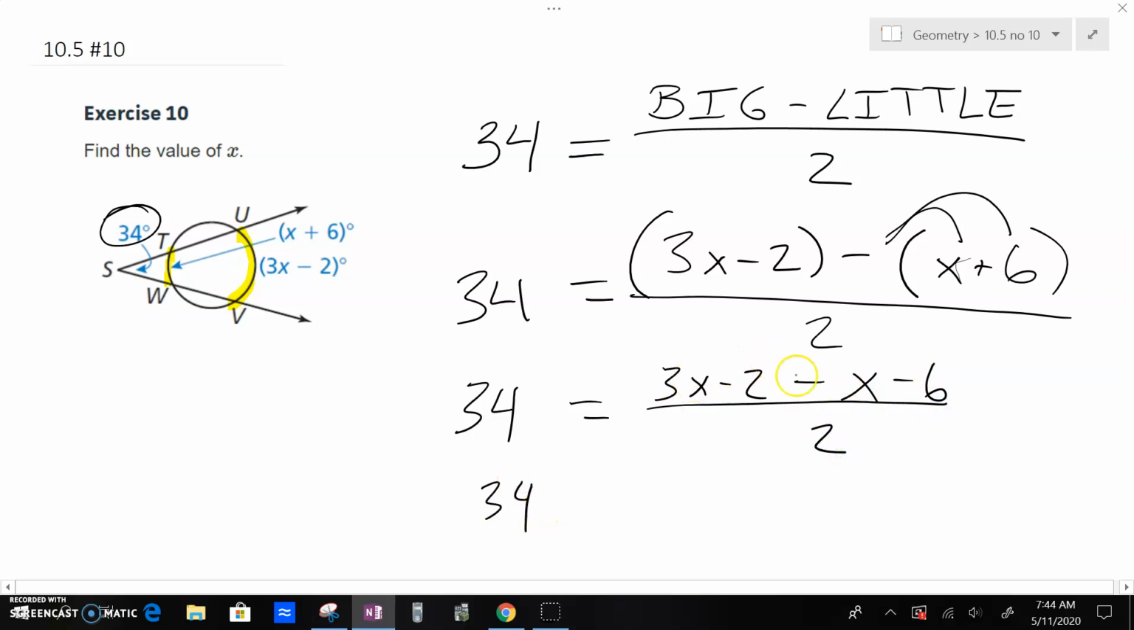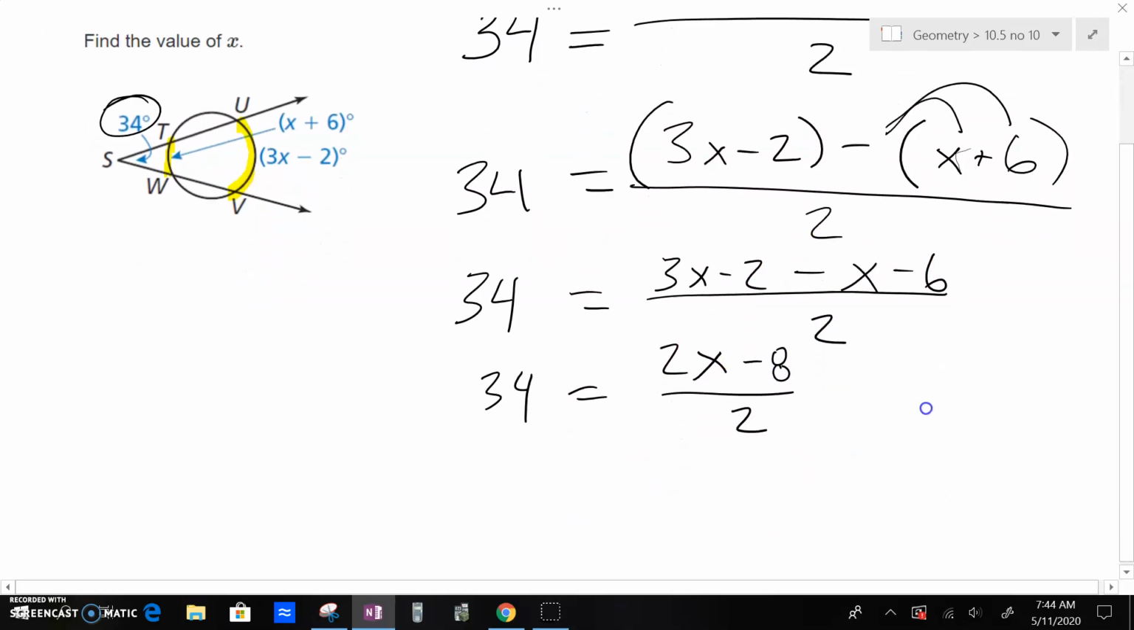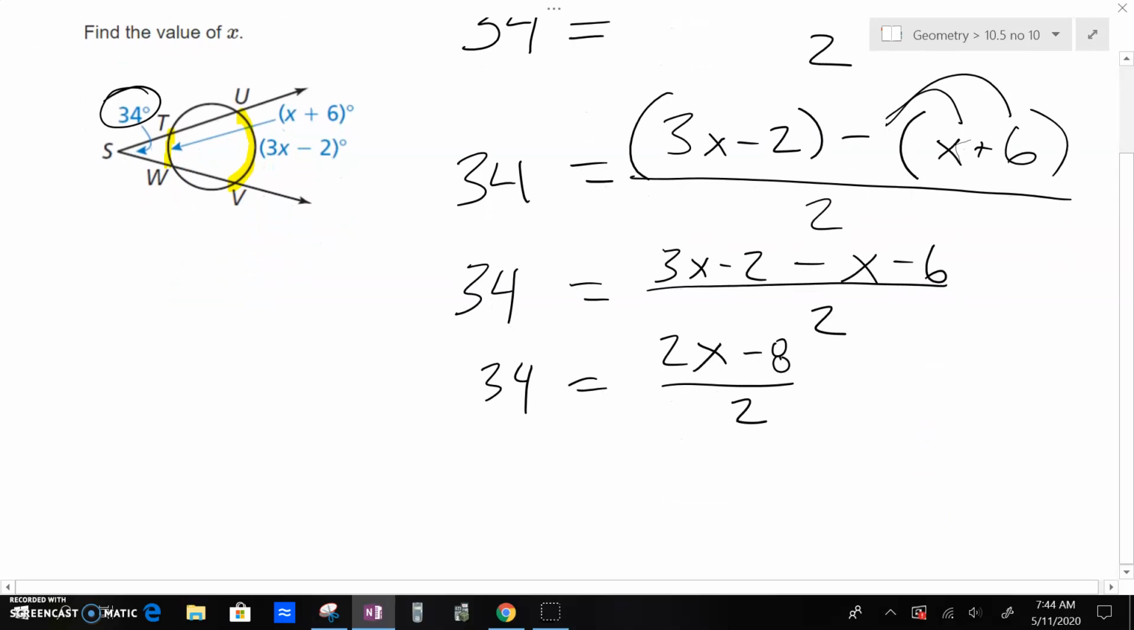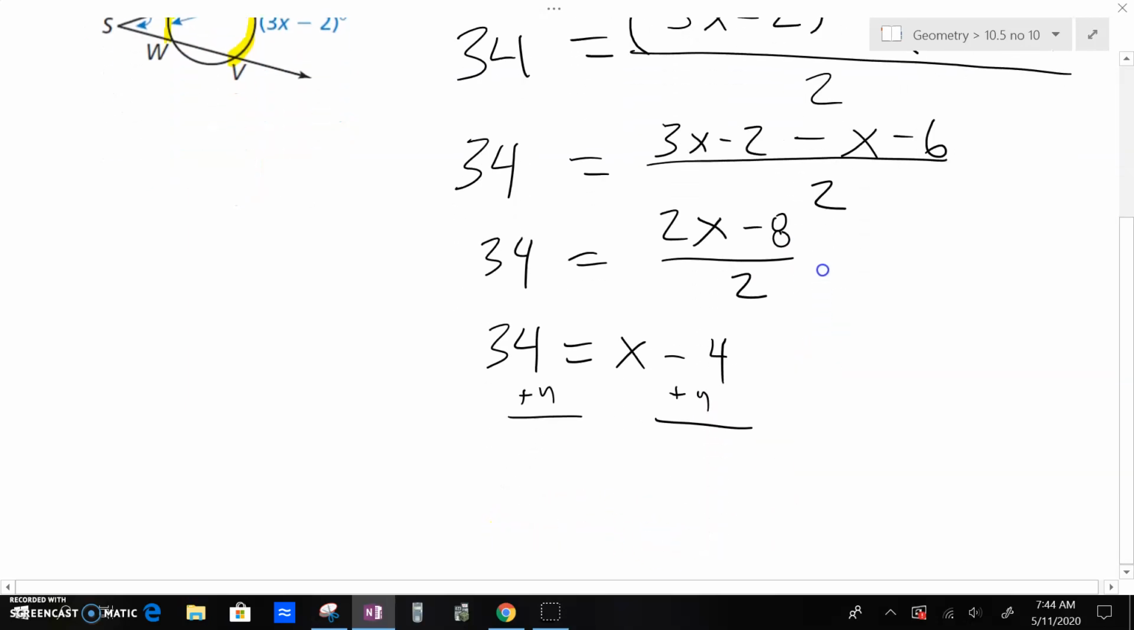And then I've got 3x minus x, so that's 2x. Negative 2 and negative 6 is minus 8, and divide that all by 2. And when you divide a fraction and you have two things on top, each needs to be divided by whatever's on the bottom. So 2x divided by 2 is x, and 8 divided by 2 is 4. Then we're going to add a 4 to both sides. And finally, we get our answer, which is x is 38.